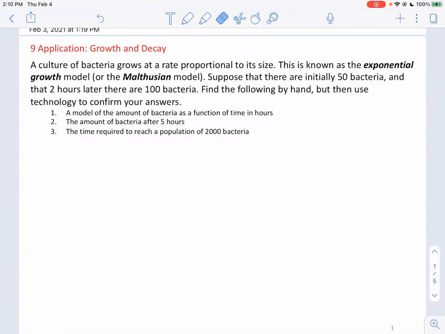Hello class. Topic 9 is another application. It's on growth and decay. So populations that grow or other populations that might decay. Let's begin with the first task.